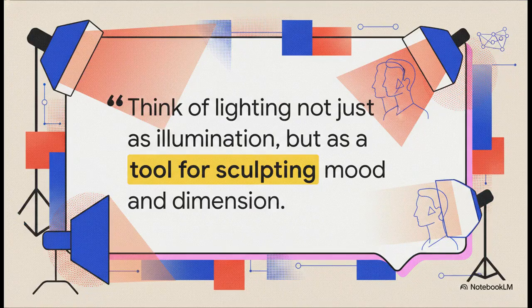Exactly. This is so important. Using specific terms is how you get control. Ask for Rembrandt lighting, and you'll get that classic moody look. Ask for a softbox, and you'll get clean, flattering light. See? You're not just making things brighter. You're literally sculpting the face and the mood with light.